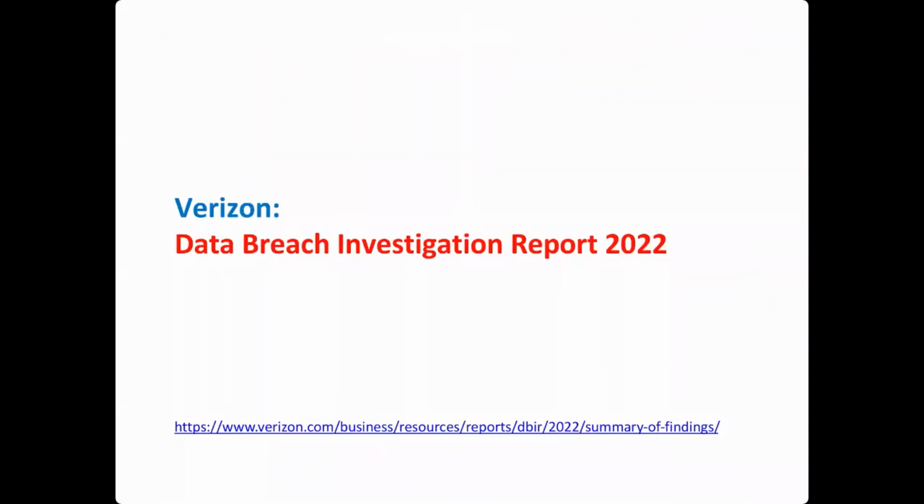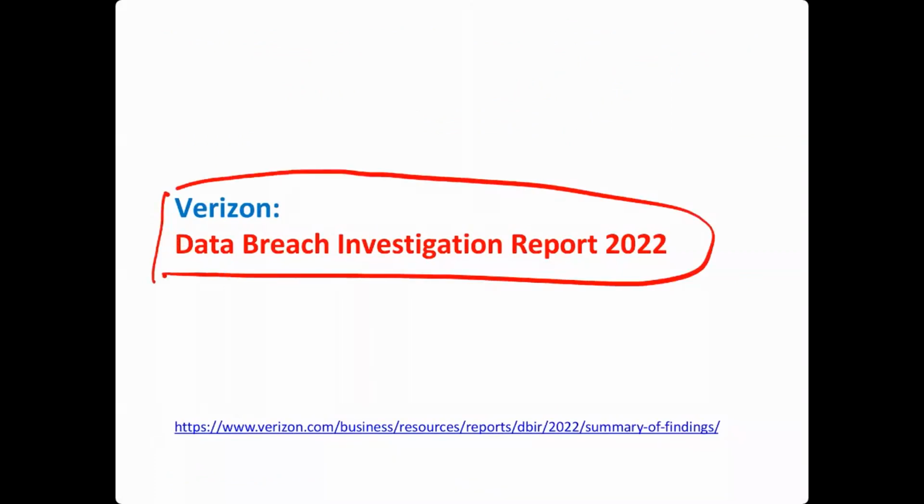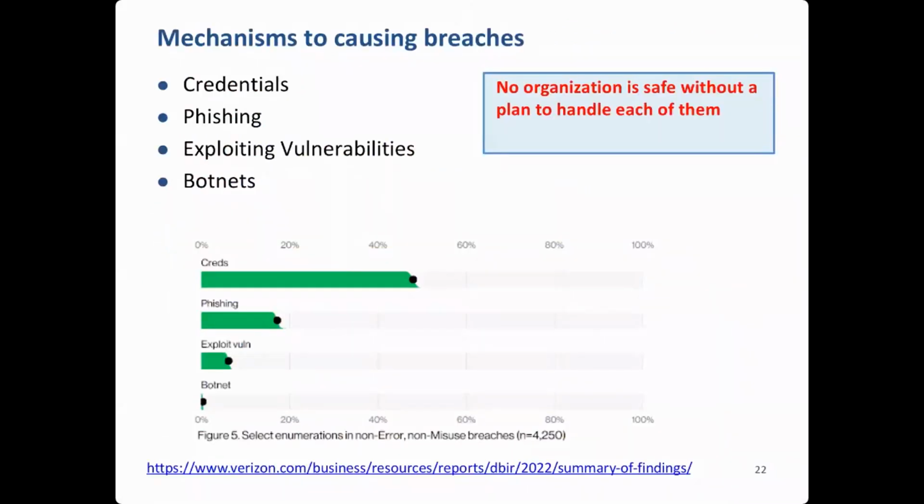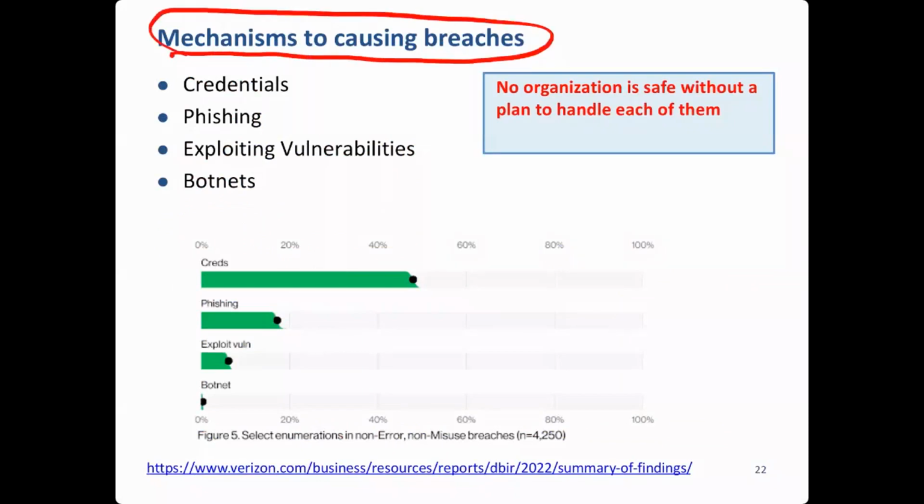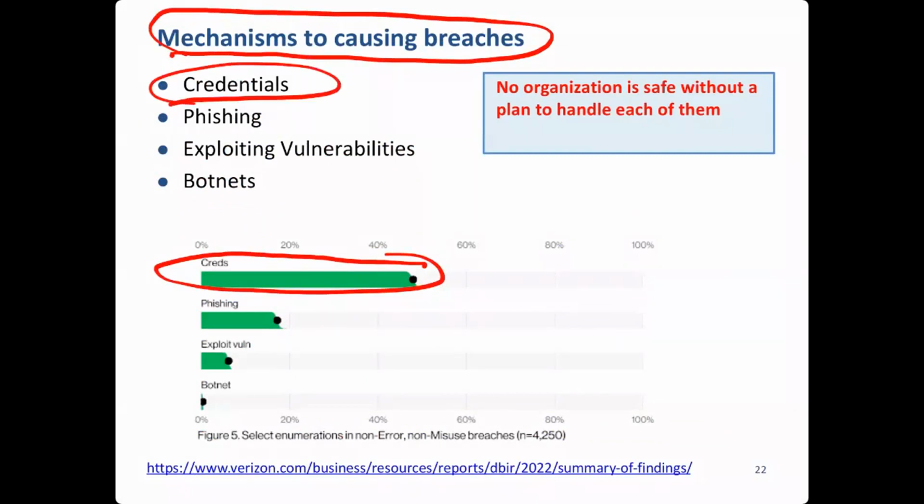Okay, there's another report by Verizon. This is not about the cost, but more about who does it and so on, right? What are the mechanisms causing data breaches? How are data breaches caused, right? The highest, we can see, is about 50% by credentials. It means somebody has got a user ID, password, or something like that. Okay. Second is through phishing.